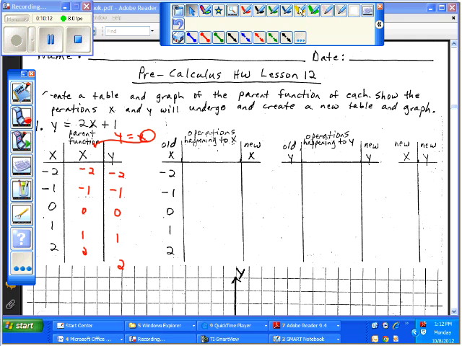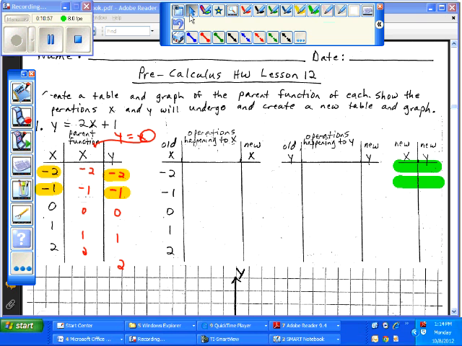Now what we're trying to do, just so you know, is we're trying to say the parent function had a point at negative 2, negative 2. Where's that point going to end up at? The parent function had a point at negative 1, negative 1. Where's that point going to end up at? See, we're not just looking at where does the graph end up at. We're looking at where do these points end up at. And if I could figure out where all those points ended up, I could find out where my new graph ended up, you see. So we're going to move all the parent function points and find out where the graph ends. That makes sense?